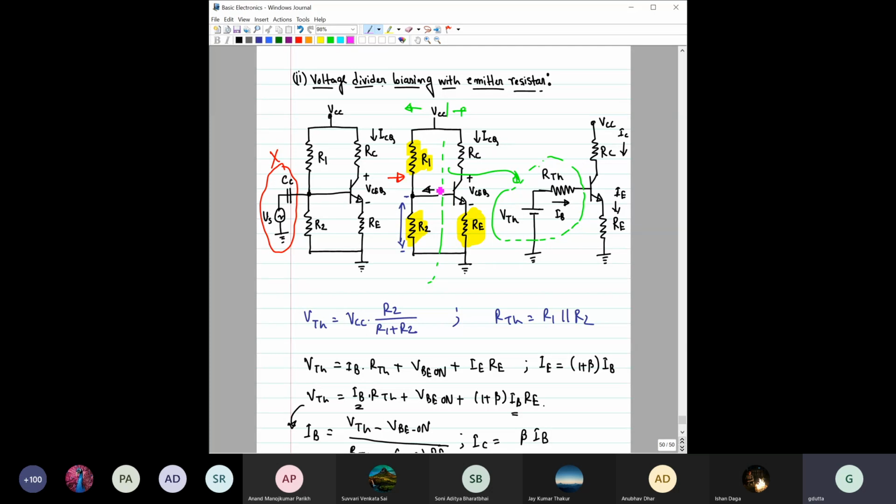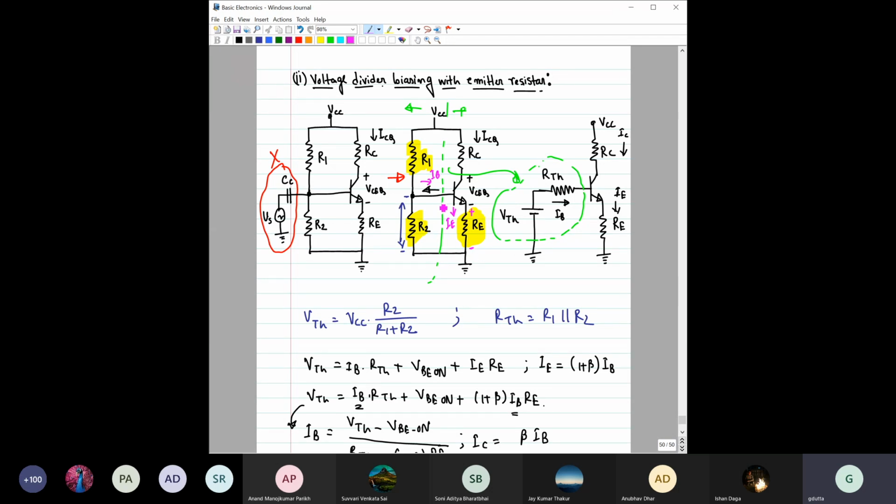Suppose the beta value changes. Will it change the value of IB? No, the IB value will not change. The only values that will change are IC and, obviously, IE. So if the IC value changes, then the IE value will also change. And if this IE value increases, that will create an additional drop across this RE, right?